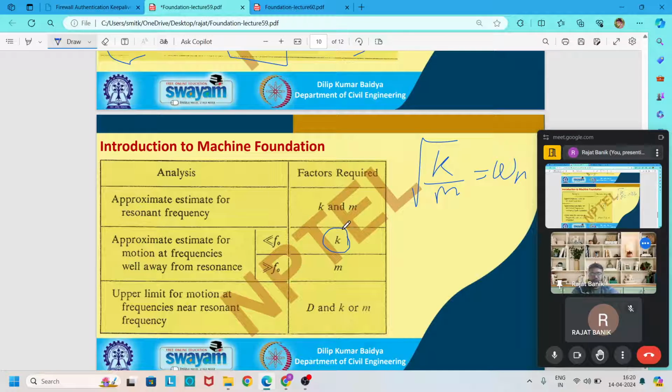If it is greater than the resonant frequency, then the most important factor is M, that is the mass of the foundation.